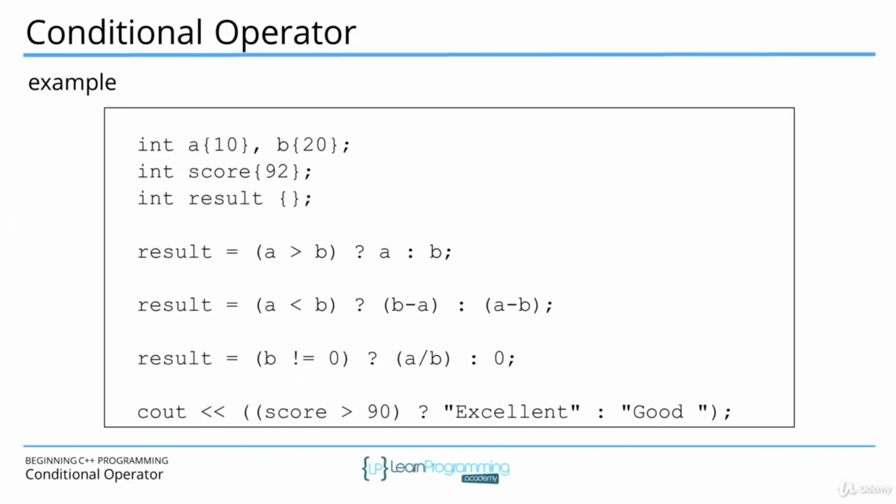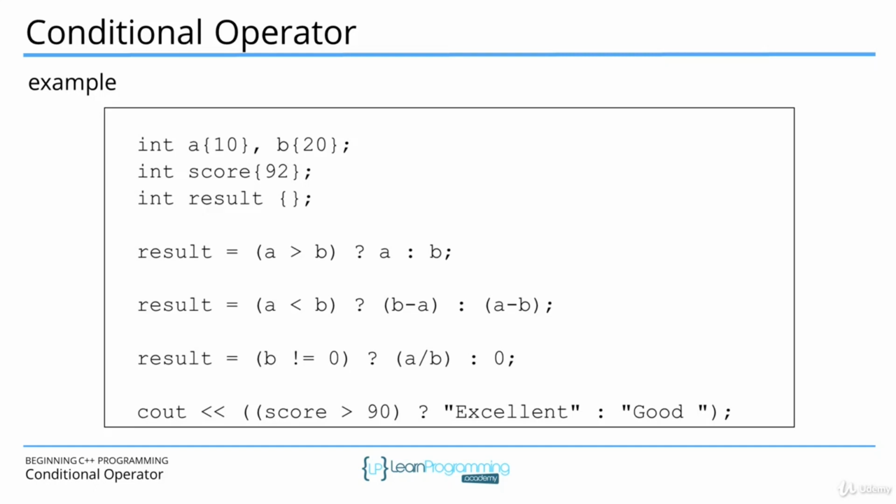In this example, we have variables a and b initialized to 10 and 20 respectively. We also have score initialized to 92 and result initialized to 0. The first assignment statement uses the conditional operator on the right-hand side. First, we evaluate a greater than b. If a is greater than b, then the value of a is assigned to the result. If a is not greater than b, then we assign the value of b to result. That's it. You see, it's very straightforward. You can see this works exactly like an if-else statement, but it's more concise.